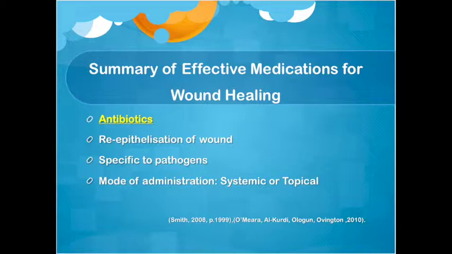A study conducted by O'Meara, O'Carty, Ogun, and Overton explored the effectiveness of systemic and topical antibiotics on wound healing among 22 trials. From the study, results showed topical antibiotics generated a greater healing rate than standard care and systemic with a placebo.